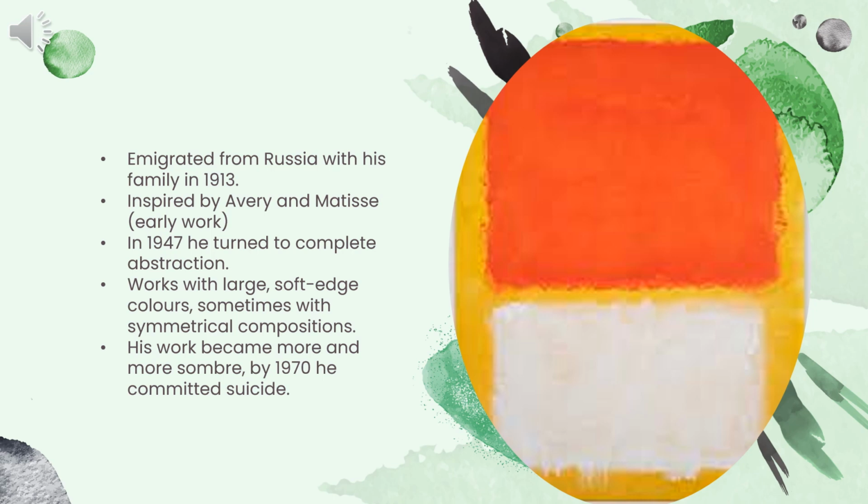He was inspired by Avery and Matisse, so especially Impressionism. In 1947, he turned to complete abstraction. So his works have large, soft edge colors, sometimes with symmetrical compositions. His work became more and more somber, and by 1970, he committed suicide, unfortunately.